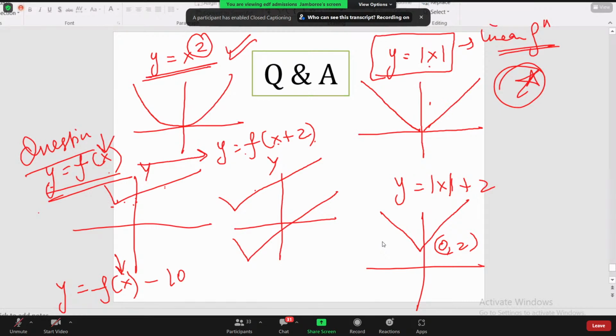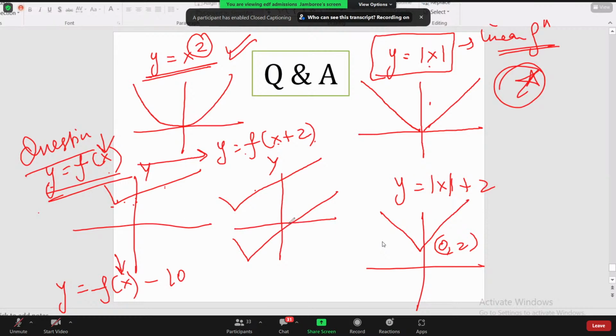Sir, you have said that y is equal to f(x) plus 2. If there is plus 2, it means the function will move towards the left side, yes, sir? And if there is minus, then it will go to the right side? Yes. If y is equal to f(x) minus 2, then it will move to our right hand side. Right.